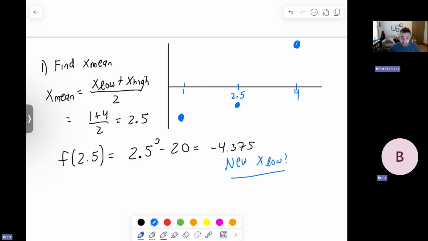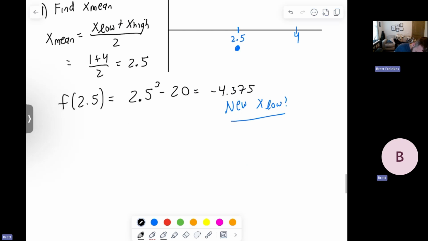This is basically our first iteration. We've replaced our old point with a new point. So this 1 is basically done for us. Now I'm here with the 2.5 and the 4. So let's do iteration number 2.